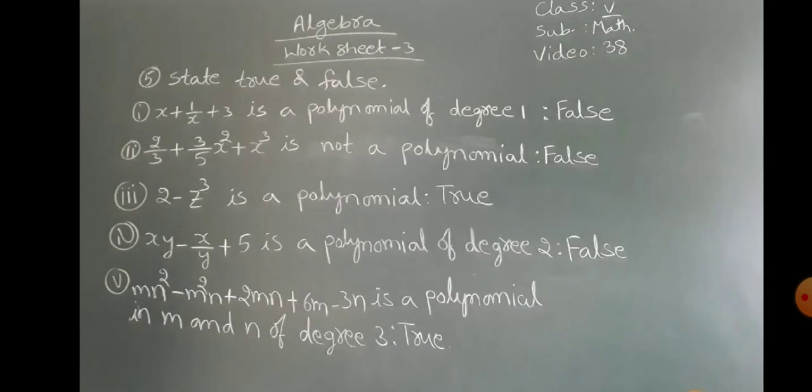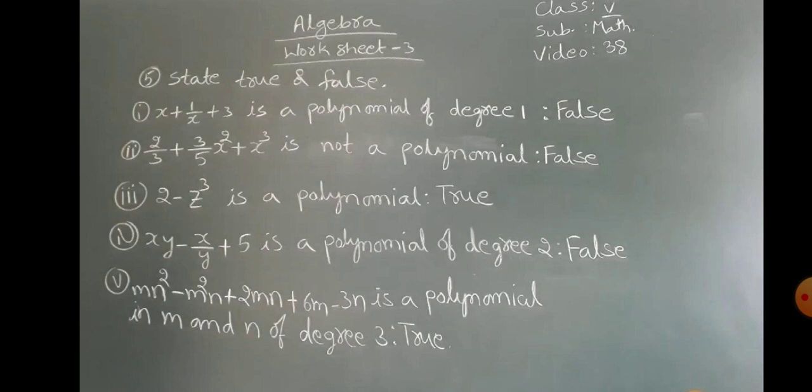Question number 5. State true or false. Which are true, which are false. So the first one, let us see. x plus 1 by x plus 3 is a polynomial of degree 1. First of all, this is an algebraic expression in which the variable x is present in the denominator in the second term. If a variable comes in the denominator, that expression will not be a polynomial. So it is not a polynomial, and we don't need its degree. That's why the given statement is false.